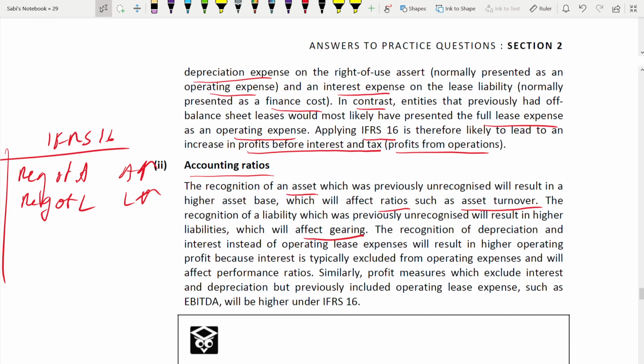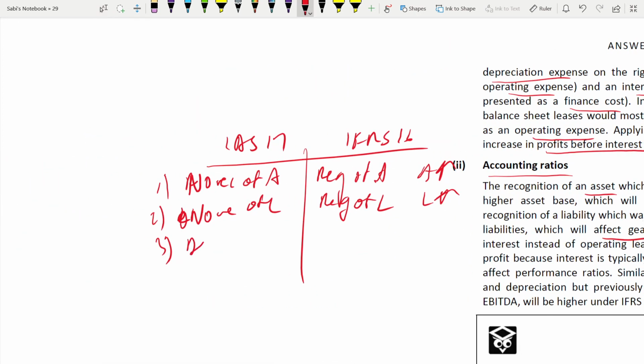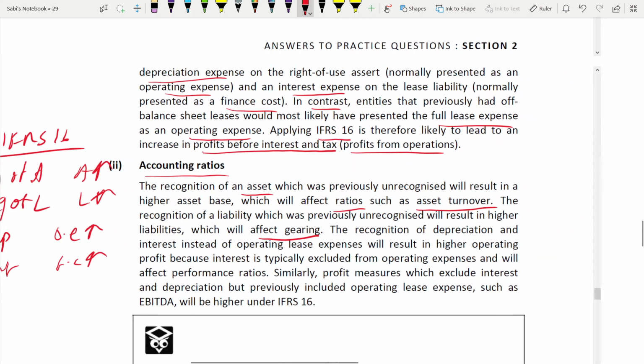Another thing. Earlier no depreciation, now depreciation. So because of depreciation, operating expense goes up. Earlier no interest, now you have interest. Finance cost goes up. So what happens?